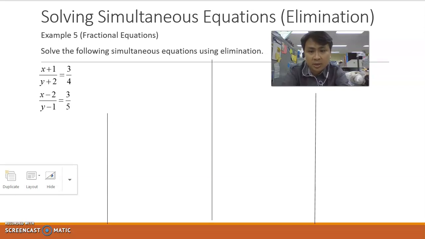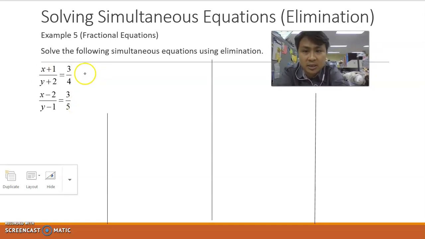Alright, right now we are looking at an even more challenging question where the equations are in the form of fractions. When the equations are in the form of fractions, we cannot just solve it directly. We need to manipulate it first, in a format that is similar to the basic examples before, before we can actually proceed to solve the questions. So let's look at it now.